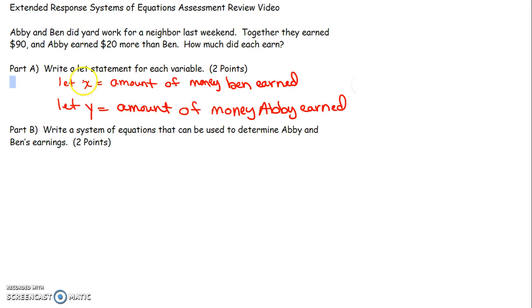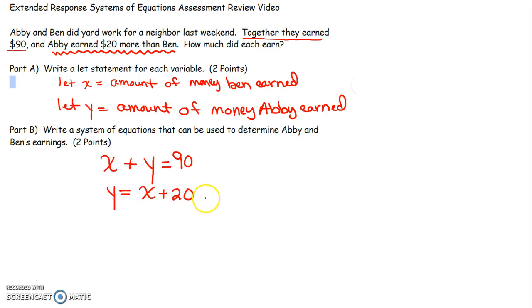Okay, so now it says together they earned $90. That means if you take what Ben earned and you add on what Abby earned, together they made $90. So that says x plus y equals 90. Then they give you this one: Abby earned $20 more than Ben. Well, Abby earned y, that's her letter, and that amount is $20 more than Ben. So you have to take what Ben earned and add on $20. There's your system of equations.